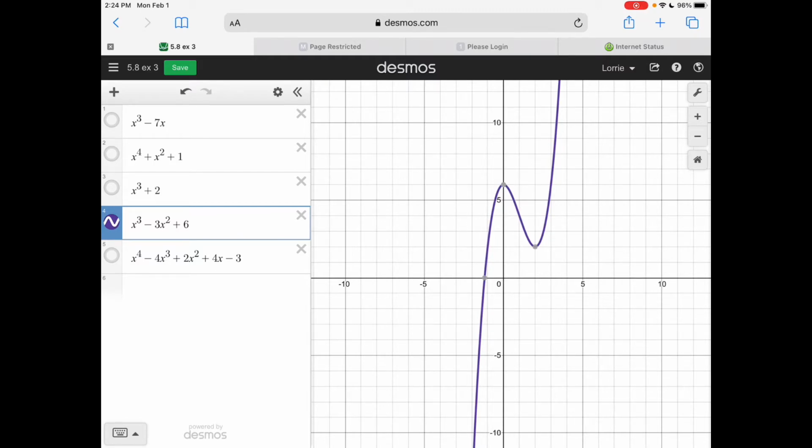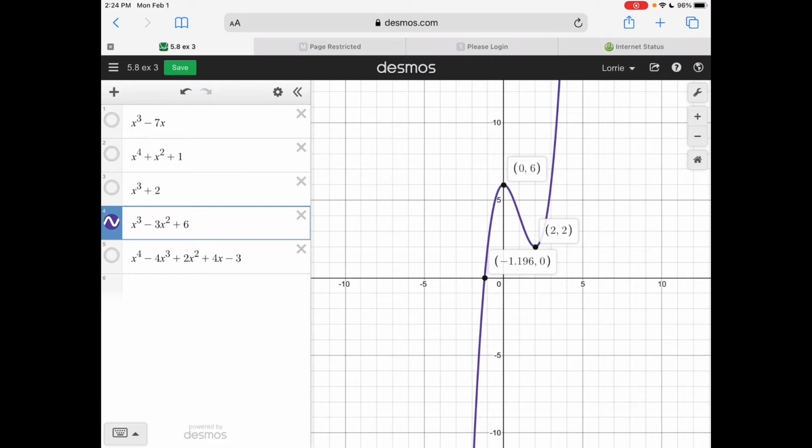squared plus 6. I notice that it has one place where it crosses the x-axis. Since it's a third degree function, that means I must have two zeros that are imaginary. Other key points, I can see that I have one of those turning points that's a local maximum at 0, 6, and I have a turning point that's a local minimum, a low point at 2, 2. 0, 6 also happens to be my y-intercept.